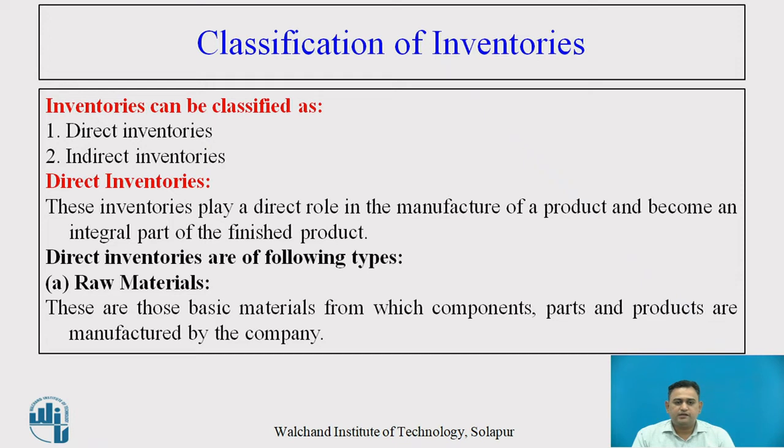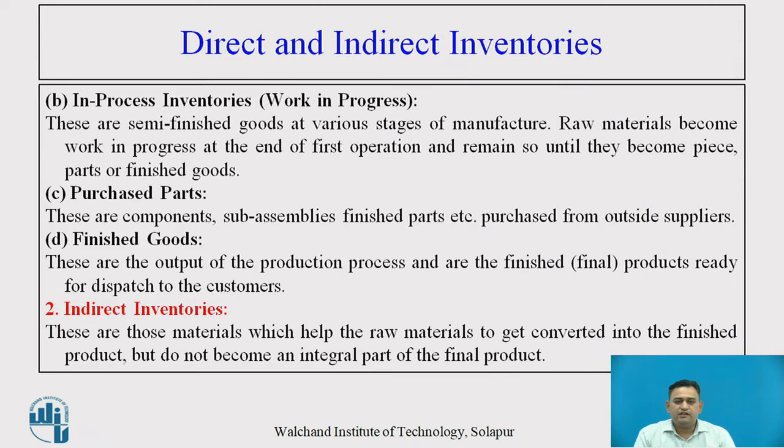The raw material. These are the basic material which are required for the finished product. So the company uses this raw material for the manufacturing of the finished product. When the material is in the process, that is called the in-process inventories.